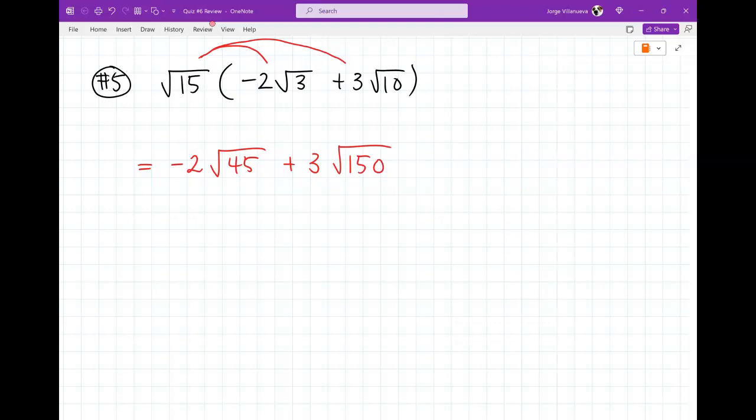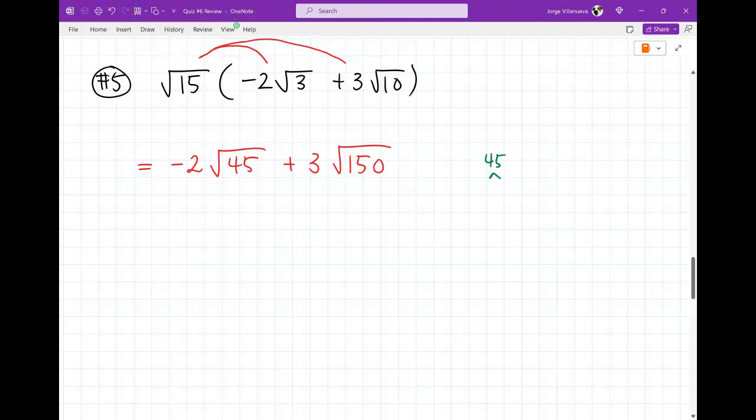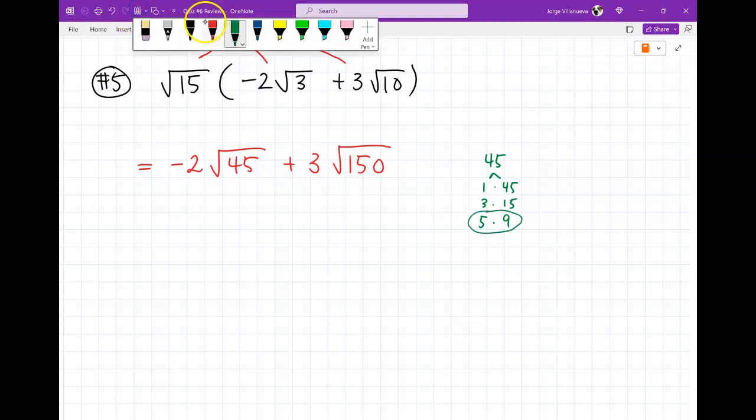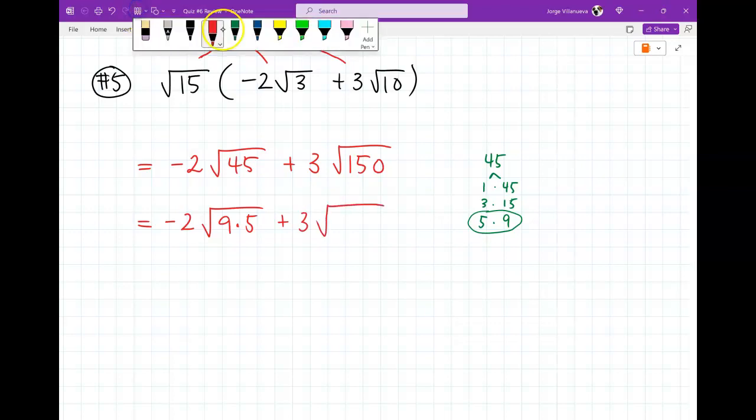All right. So I have two big numbers inside of those radicals. One of them is easier than the other. I know 45 is 1 times 45. That's 3 times 15. What else do I get? 5 times 9. Okay, which one of those has a nice square root? 5 and 9. So, all right, here we go. Let me put that right here. That's going to be negative 2 square root 9 times 5 plus 3 square root of 150.